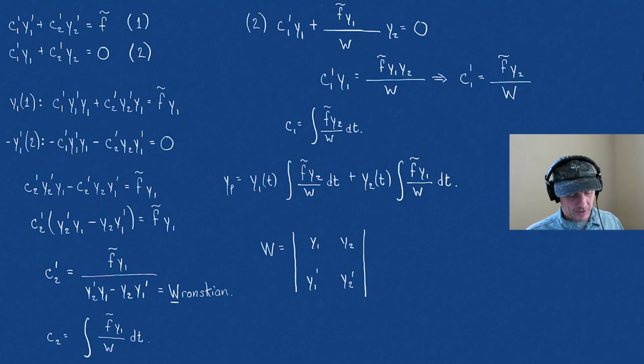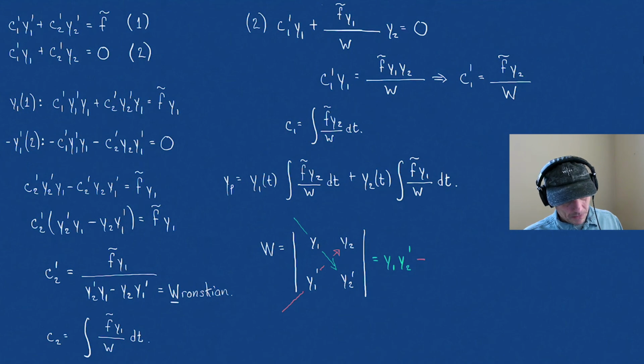And here's what happens. If we take the determinant, now that's a new term for you. The determinant says you multiply from the top left down to the bottom right, and then you record that result. So that is going to be y1 y2 prime. And then you start from the bottom left and multiply up to the top right, and you subtract that quantity, minus y1 prime y2.